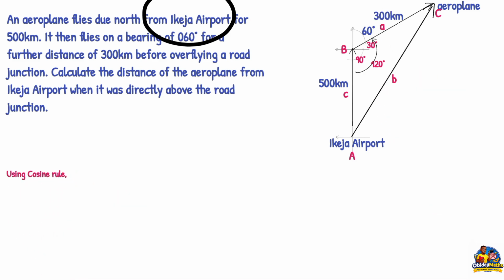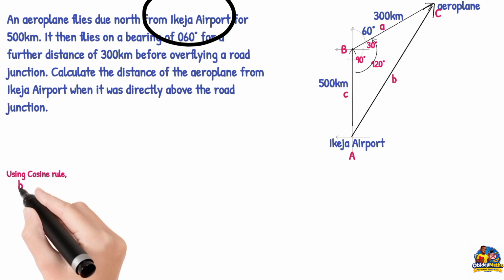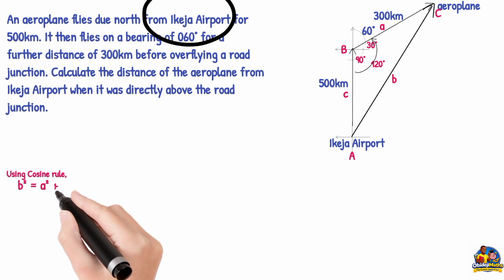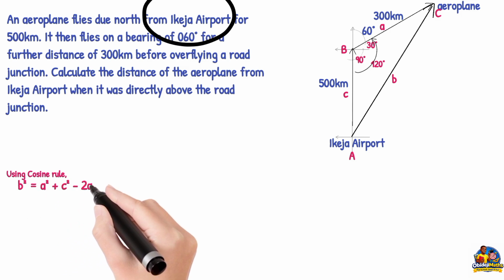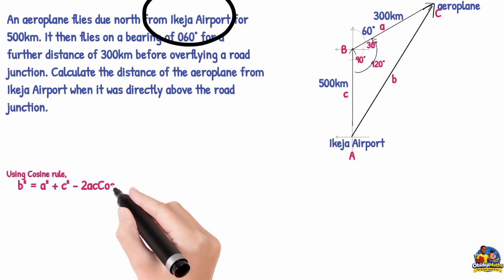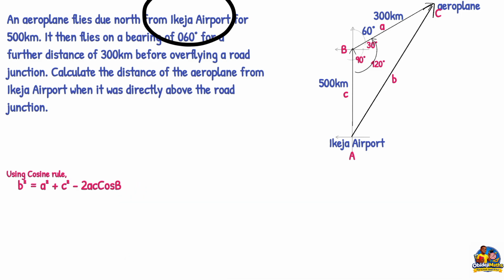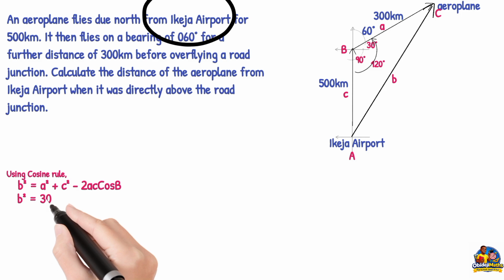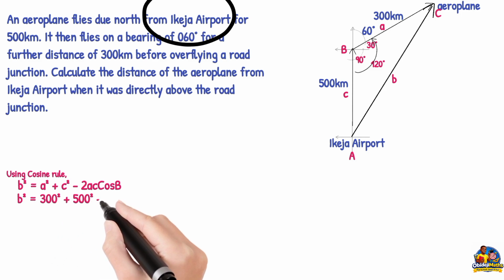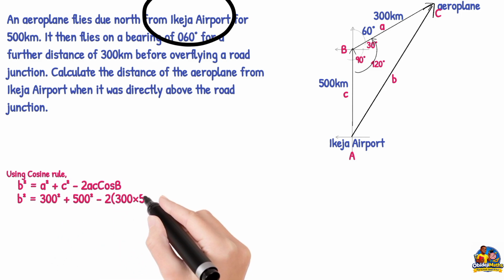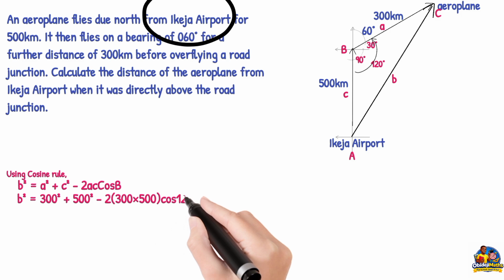Now to solve that question, we are going to make use of the cosine rule, which says that we have b squared, because we are looking for b. b squared equals a squared plus c squared minus 2ac cos B. Now, b squared equals, we are given a to be 300 squared plus c squared, what is 500 squared, then do the calculation.